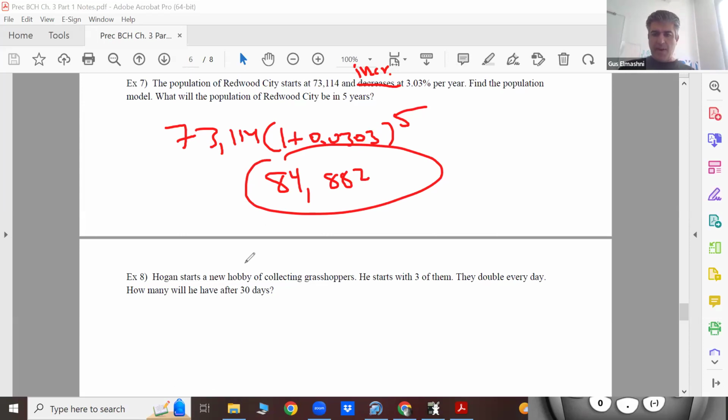Hogan starts a new hobby of collecting grasshoppers. That's kind of weird, but anyway. He starts with 3 of them. They double every day. How many do they have after 30 days? Okay, so he starts with 3. If they double, what's going to be your base? And raised to what power? 30, right? 2 to the 30th power.